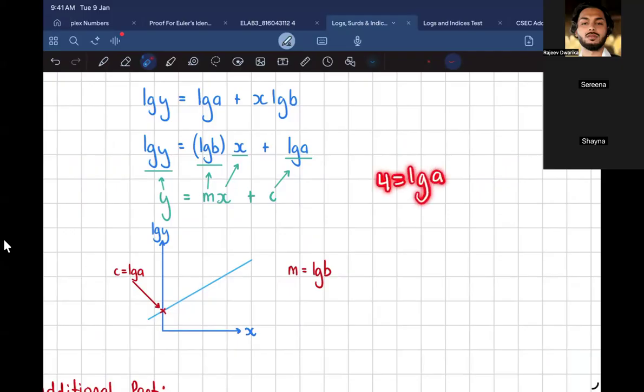And I think you know how this is going to go already, right? So A would just be equal to 10 to the power 4. Yes, sir. Great. Good.